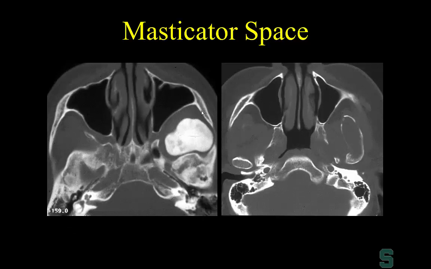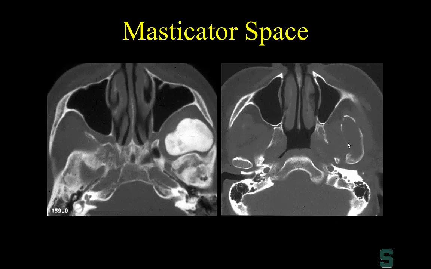This is another masticator space mass, and now we get into those crazy jaw lesions. So here's a large osteoma that's arising from the condyle of the mandible, and here's an expansile lesion involving the ramus of the mandible, and this happened to be, anybody want to take a guess? It starts with an A.